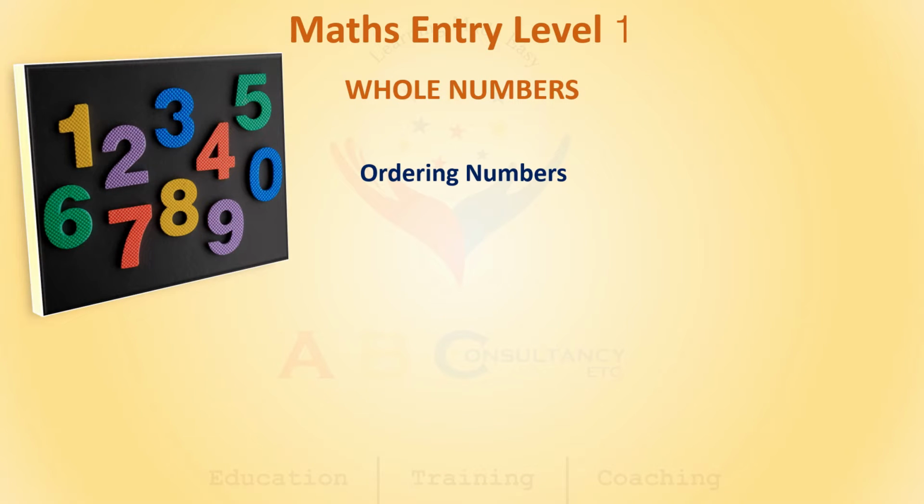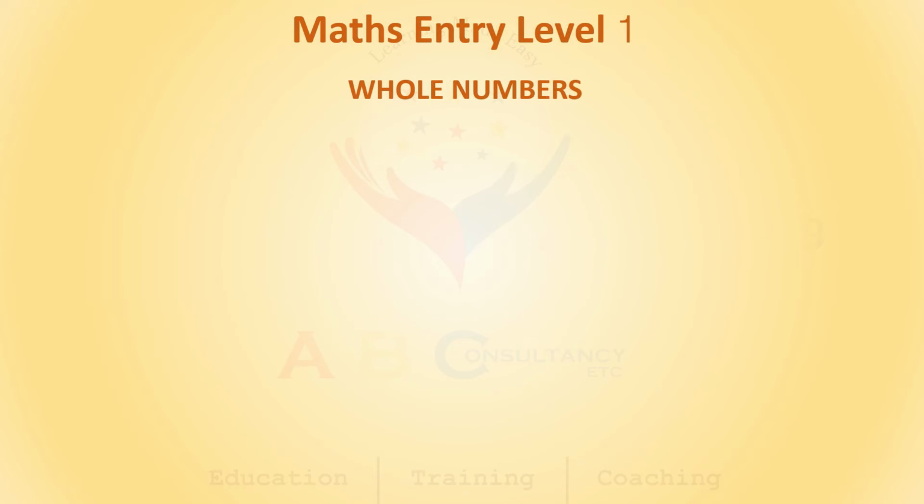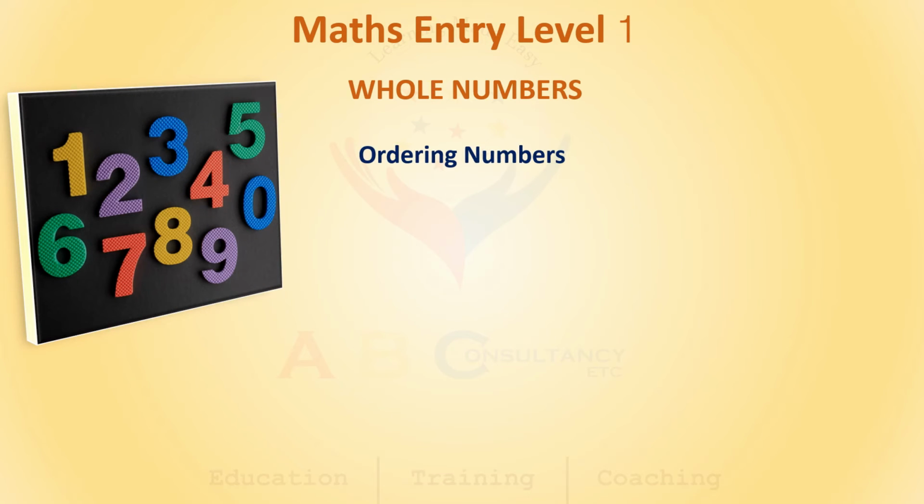Ordering numbers. Counting the numbers 0, 1, 2, 3, 4, 5, 6, 7, 8 to 9 is ordering the numbers from the least to the largest. There are two ways to order numbers, depending on the purpose for which they are being ordered. Numbers can be arranged from smallest to greatest in ascending order.